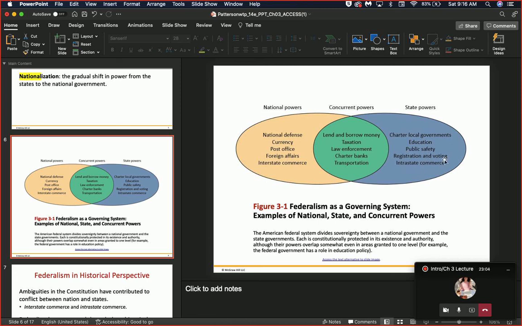Registration and voting, the power to control how people are able to register and how they are able to vote within the state. That is a state power. Then there are concurrent powers, meaning shared powers.